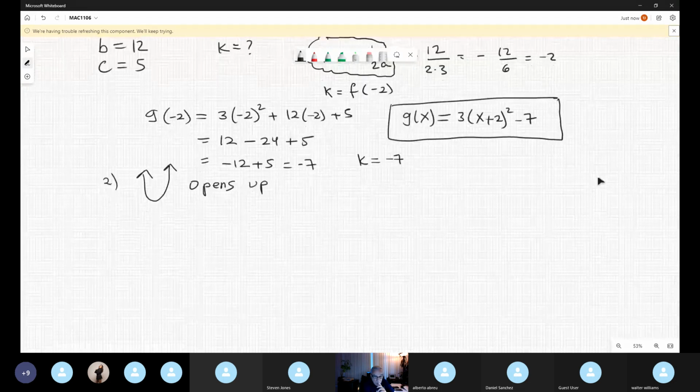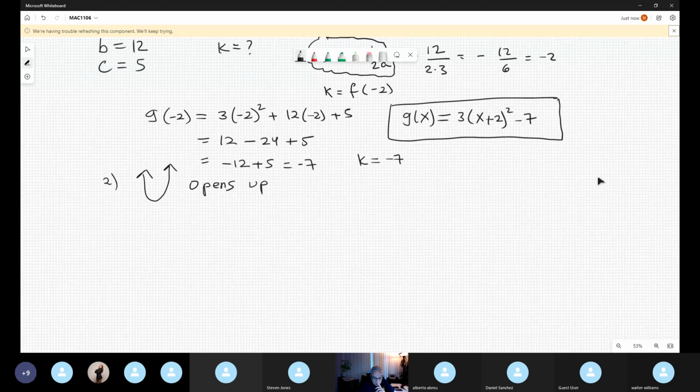Okay, one more thing we need. We need the axial symmetry. Okay, it's easy. Axial symmetry always has a vertical line. And the equation for the vertical line is x equals something. And this something is h. And h in our problem is -2. Look at that. This is my equation of the axial symmetry.